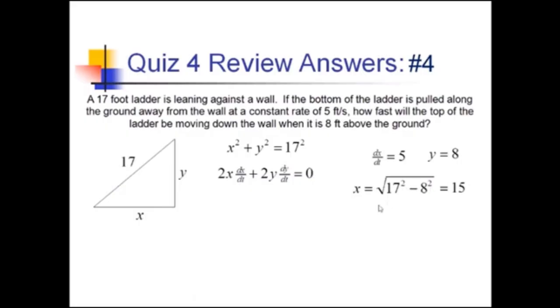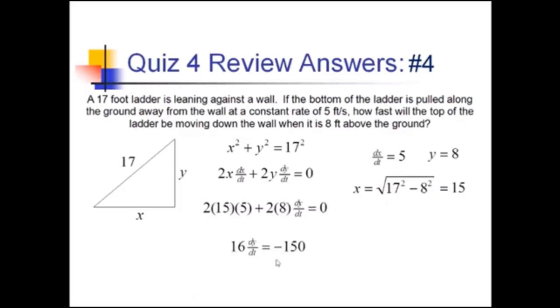So now that I've got all my missing pieces, except for the thing that I'm solving for, let me plug it all in. We're going to have 2 times the 15 that we just found, times 5, plus 2 times the y value 8 that they gave us, times dy over dt equals 0. Doing a little bit more to solve, this all comes out to 150, which I'll move over here. 2 times 8 is 16.